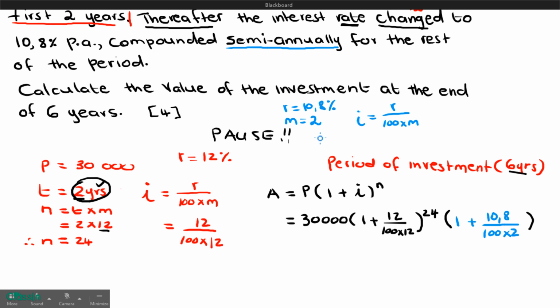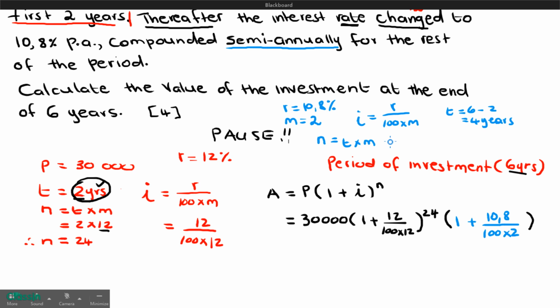Then how much is our N? N is equal to T multiplied by M. But how many years are left from 6 if 2 has already been calculated? It means that we are left with 4. It means that we are going to say 6 minus 2. The answer is 4 years.